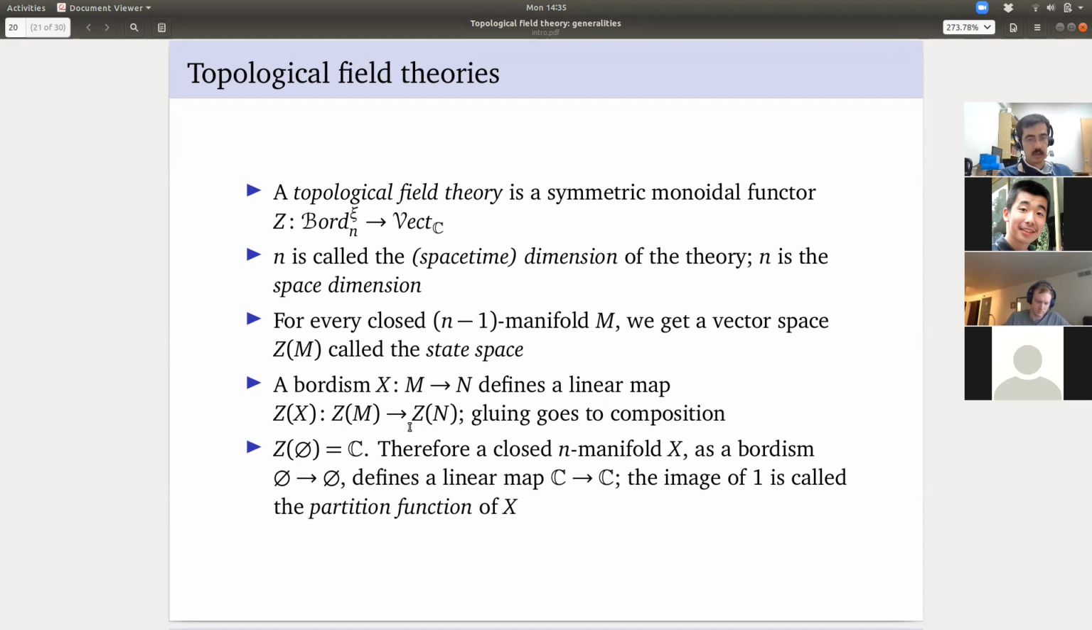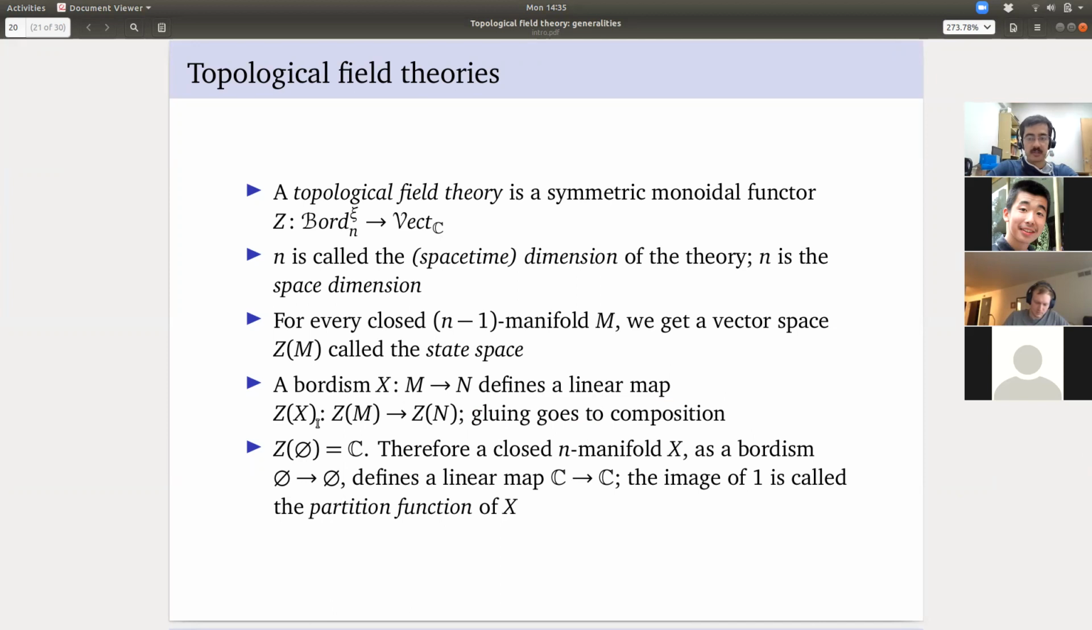A Bordism from M to N defines a map from the state space on M to the state space on N, and it's linear. Functoriality means gluing goes to composition. Functoriality is a very big word for this concept, that Bordisms give you these linear maps, and that gluing behaves as it should. You can think of this as time evolution from states on M to states on N. The topology is changing, and this will deeply unsettle some of the physicists. I'm sorry, we can talk more about physics motivation later.